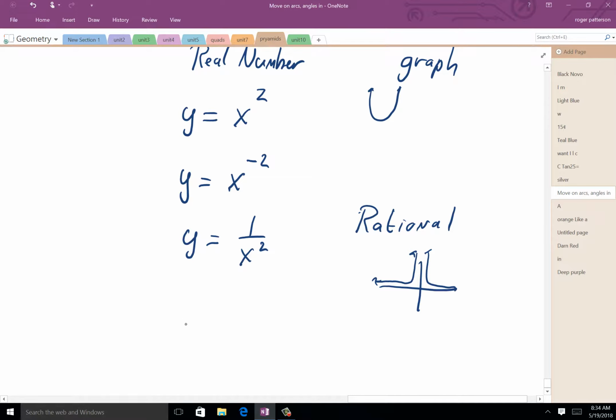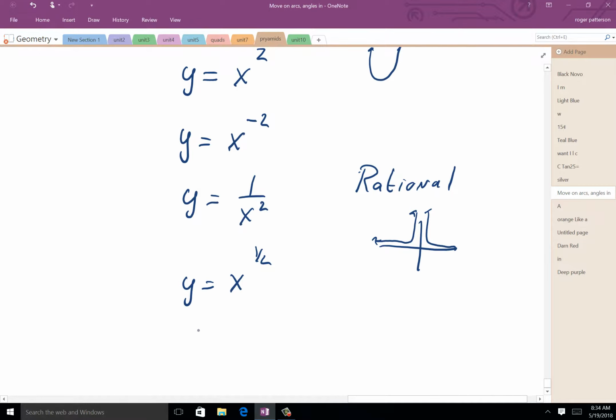Okay, then we can have y equals x to a fraction, which we know is the same as a square root. So its graph looks something like this. Okay, but the main thing is all those are power functions. So anytime we have a y equals x to some power, it's called a power function. All right, so he mentions that here. It's just worth mentioning, I guess, that those are power functions.